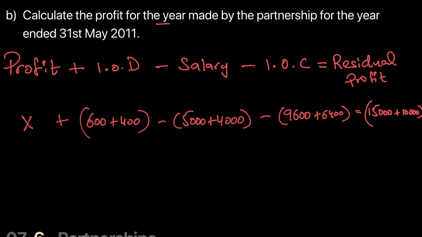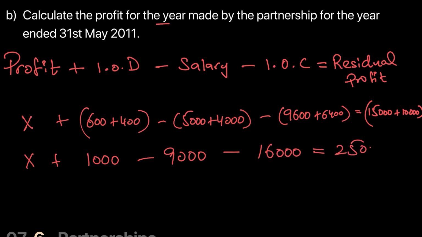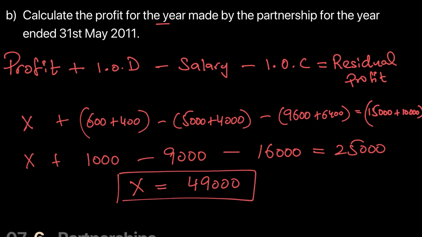So that means the residual profit available for distribution should be 25,000, right? That's a simple equation which I've drawn from our appropriation account. At AS level, it is very important to start thinking of all formats as some sort of equation which you can use to find missing information. So this becomes X plus 1,000 minus 9,000 minus 16,000 is equal to 25,000. That's your simple equation. If you solve for X, you should get your profit for the year to be 49,000. That's your final profit figure.